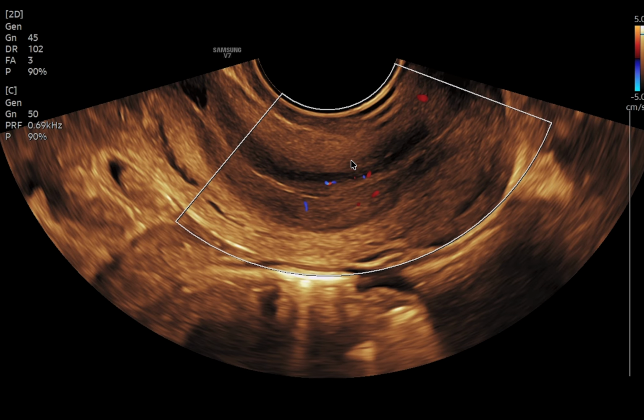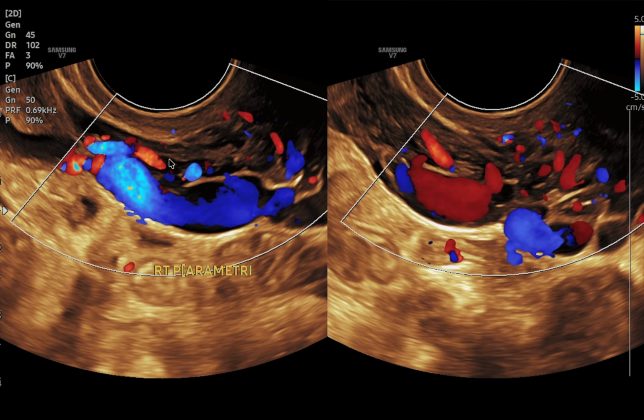And see, this is the color image. We put the Doppler and there is no increased vascularity. In the cervix, the endocervix is normal, the cervical lips are normal. And see, this is the parametrium. And we just put the color in the parametrium. See, there are dilated tortuous vessels in the right parametrium.